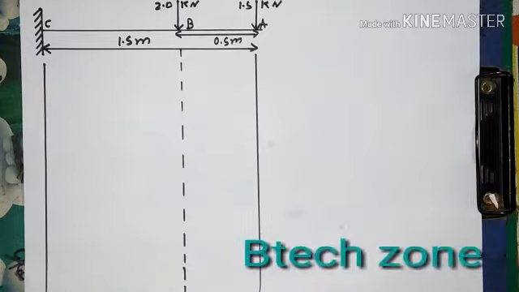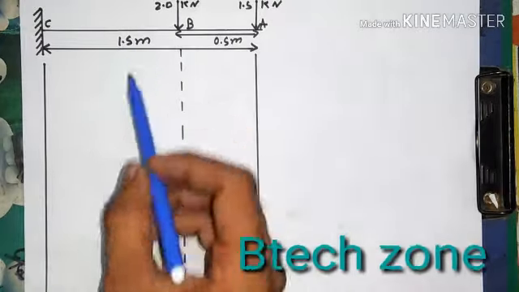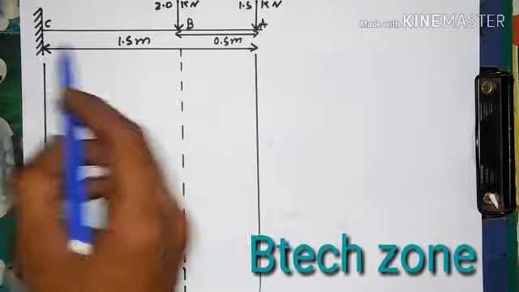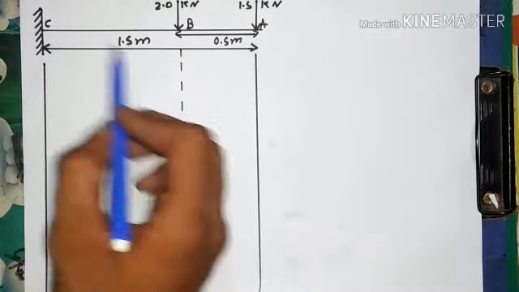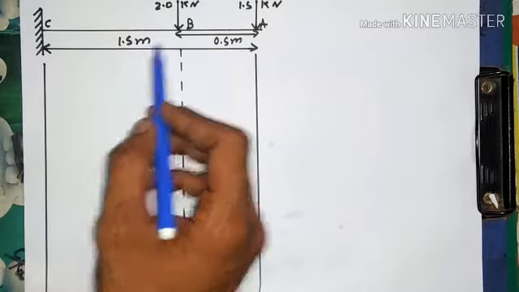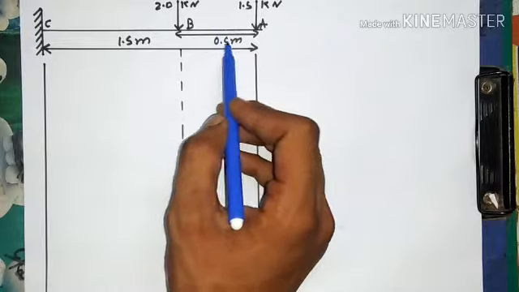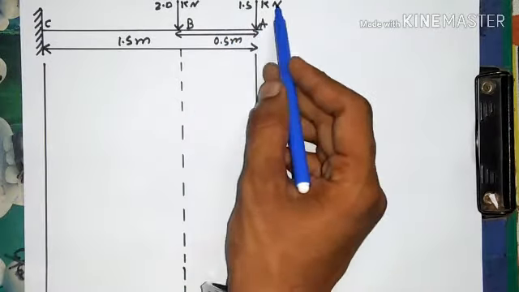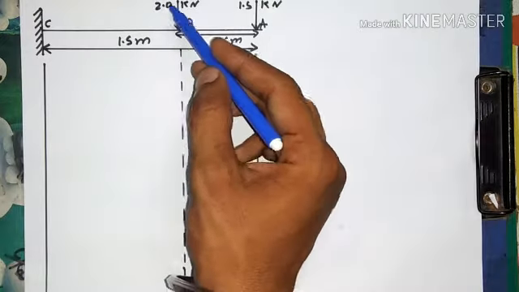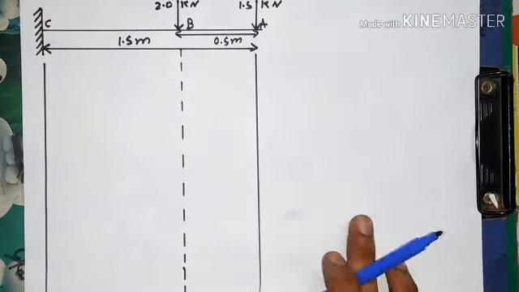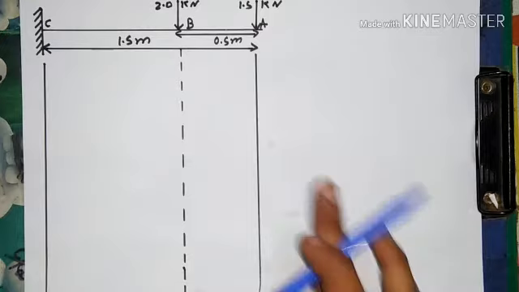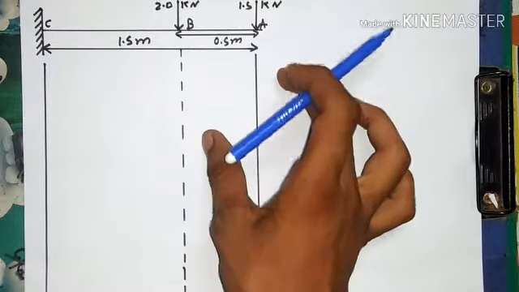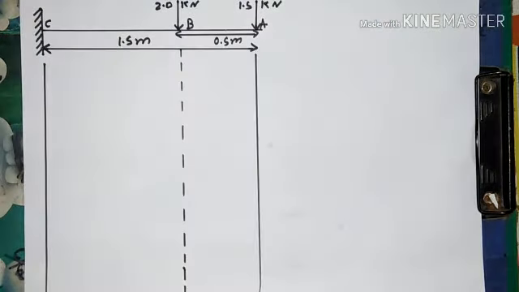In this lecture, I will discuss the shearing force and bending moment diagram. The length from point A to C is 1.5 meters and from A to B is 0.5 meters. The beam is subjected to a load at point A of 1.5 kilonewton and at B of 2.0 kilonewton. Find the shearing force and bending moment diagram. Before doing so, we require some assumptions.